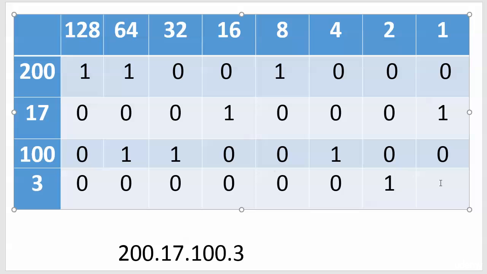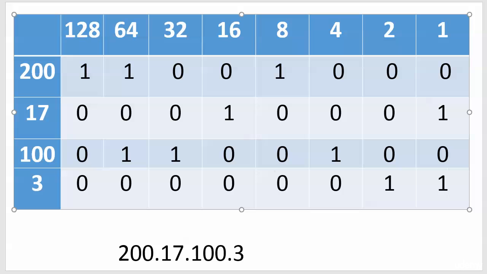So you've got your 1 back here, your 1 back here. And how do we test these again? How do we absolutely triple check our work? We simply go with each number, 200, 17, 100, and 3 individually, add up the bits that we set to 1, and as long as they add up to the value in question, we're in good shape. So with 200, 128 plus 64, that's 192. You add 8, and then you have 200.